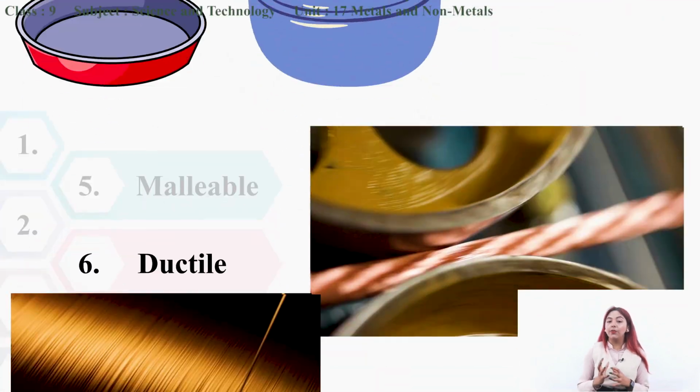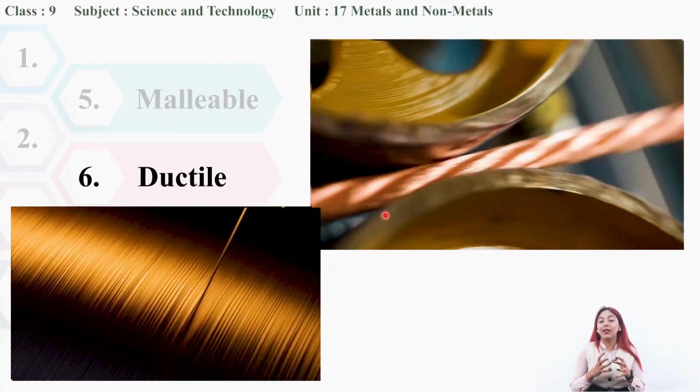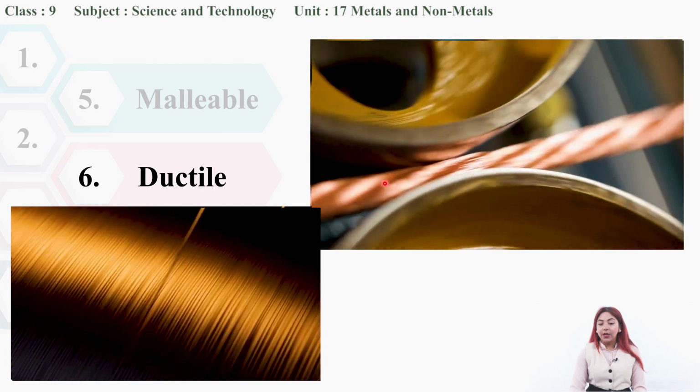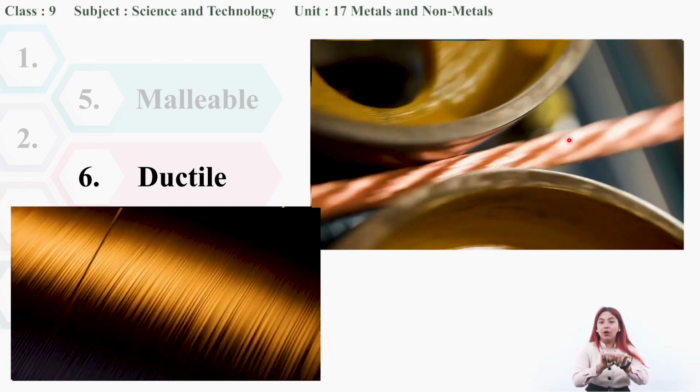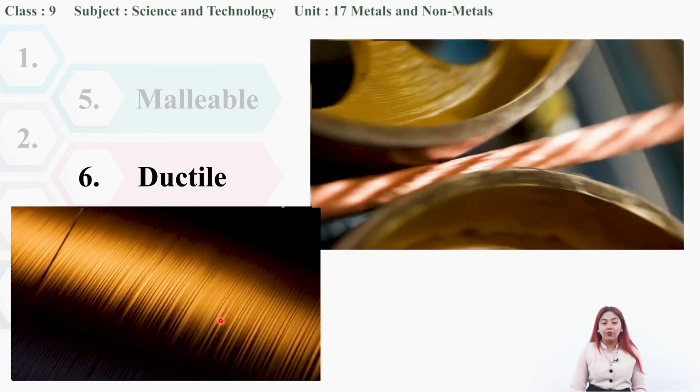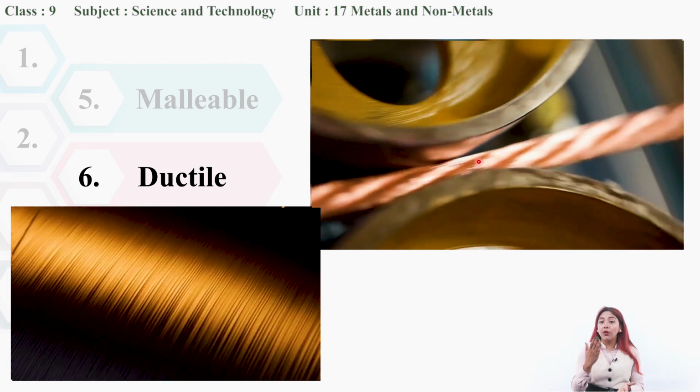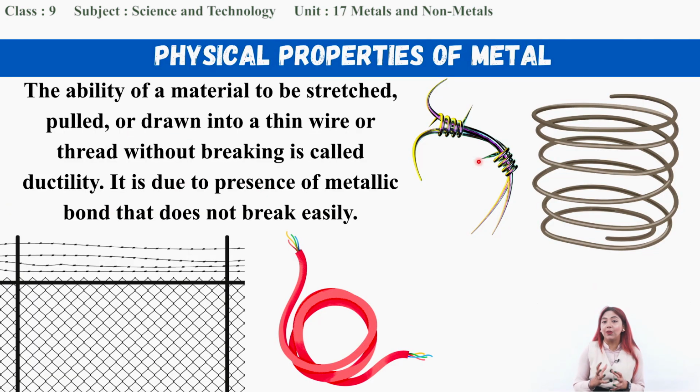Now another property is ductility, that is, metals are ductile. Here you can see that this metal is stretched to form a thin wire. Even though it is stretched to form a thin wire, it does not break down. So this property of the metal is known as ductility. It is the ability of a material or a metal to be stretched, pulled or drawn into a thin wire without breaking it. That ability of the metal is known as ductility.